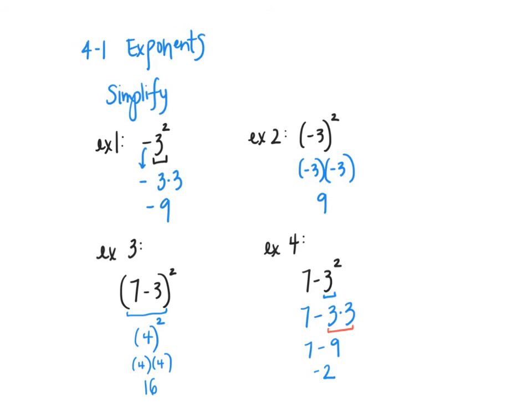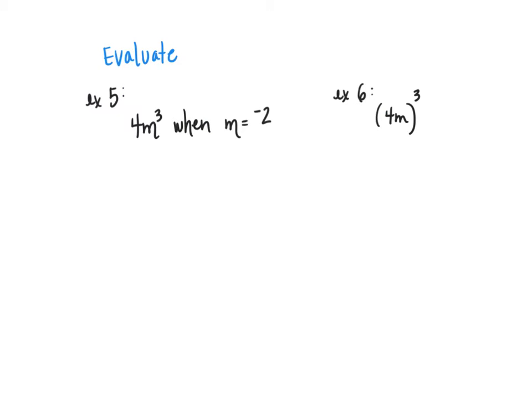All right, moving on. Let's look at how we evaluate expressions. So anytime you're substituting a number, I always want you to put parentheses. So in example 5, we're going to evaluate 4m to the third. I would like you to ask yourself, what is being taken to the third power? We refer to the third power as cubed. So what is being cubed? It's only the m that's being cubed.